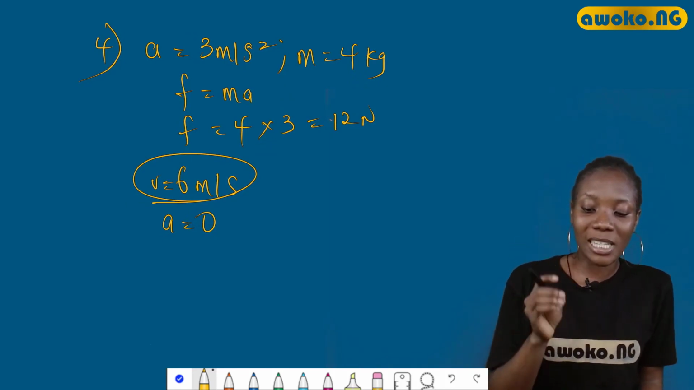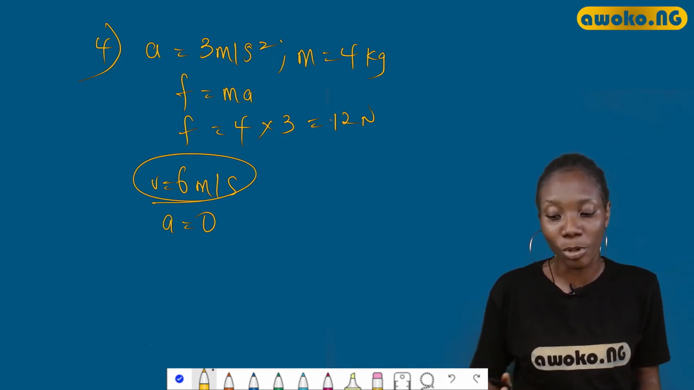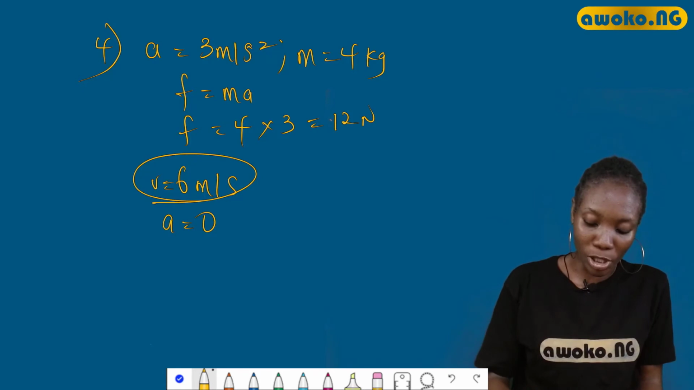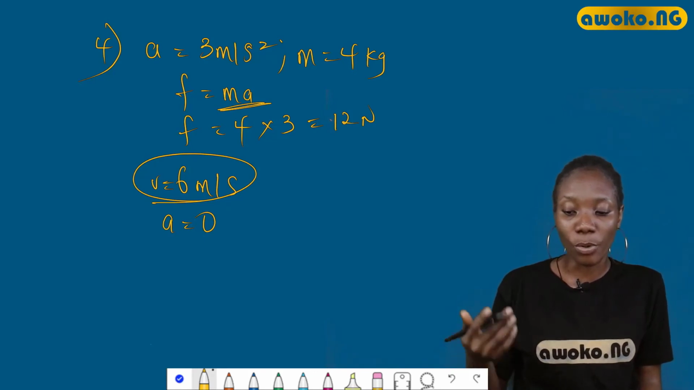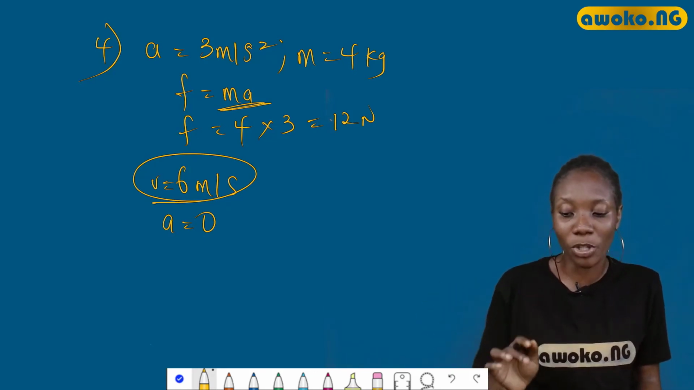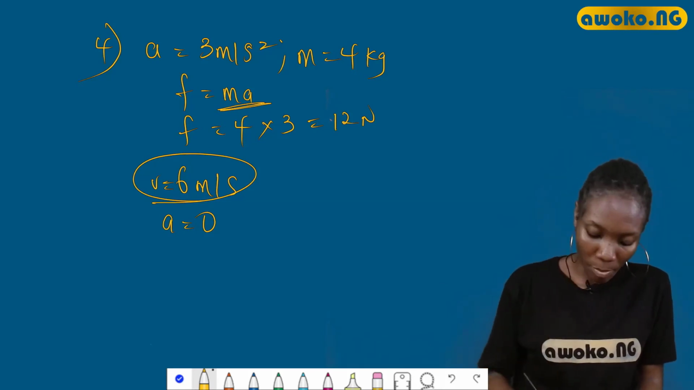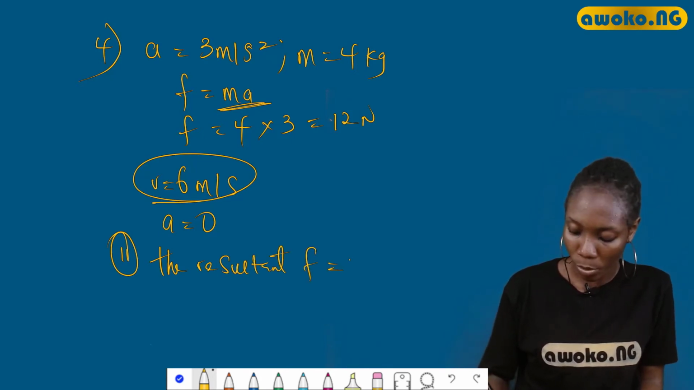So, since the velocity is constant, the acceleration is 0. What do you think will happen to the resultant force of the body? If you put in your acceleration 0 here, you're going to get your force to be 0. So the simple answer to that question is the resultant force on the body is 0. Okay, let me put it down. So the resultant force for the second part of the question, resultant force F equals 0.